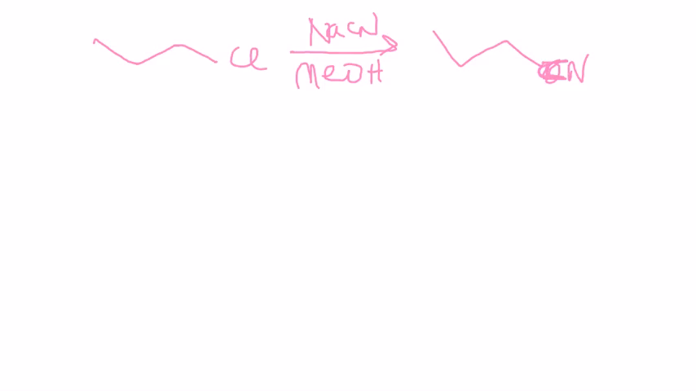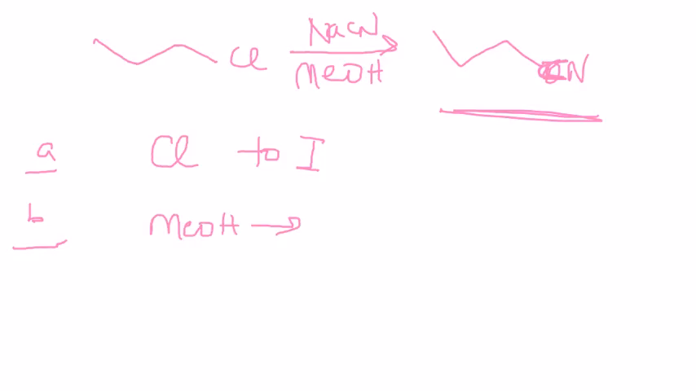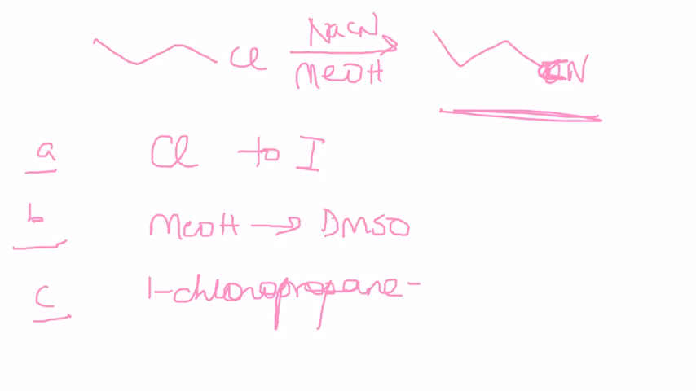Okay, and then a reaction was given that you have chloropropane, and you are treating that with sodium cyanide and methanol, and you end up getting this nitrile. And there were a couple of questions that if you change the Cl to I, what would be the effect? What would happen, so fast or slow? What would happen if you go from methanol to DMSO rather? And the third one was if instead of using 1-chloropropane you use 2-chloropropane, so another isomer of that. How is that going to affect the rate of the reaction?